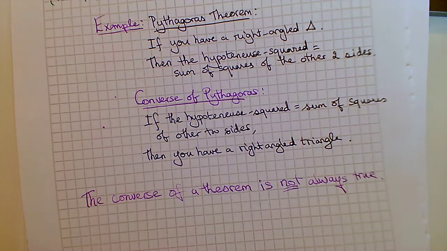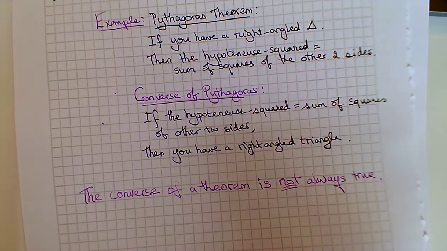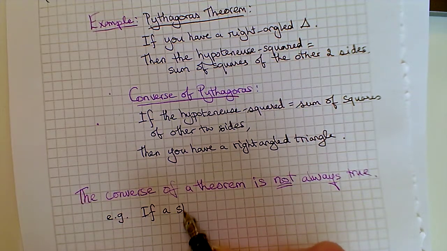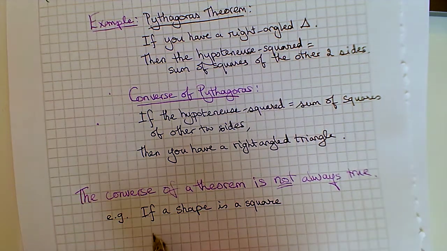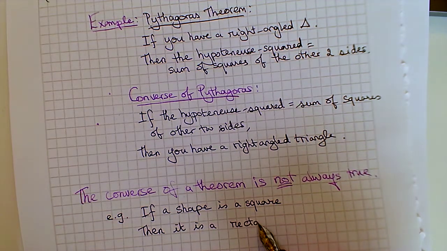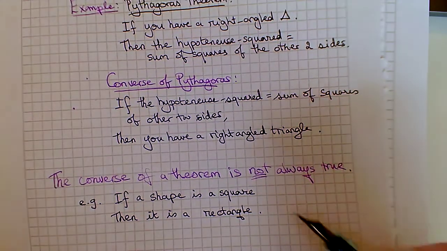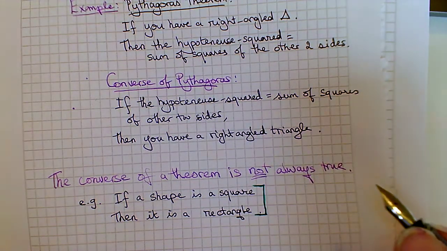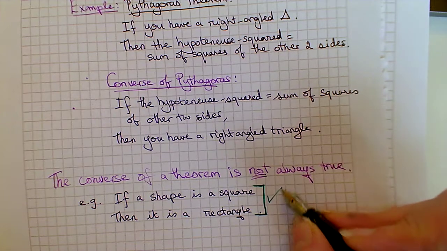Let's look at an example. It's not exactly going to be a theorem, but it's going to be a statement. I want to pick one that's nice and simple. So for example, if a shape is a square, then it is also a rectangle. So think about that. Is that a true statement? I'm going to tell you, yes, it is. Every square is also a rectangle, because the definition of a rectangle is that opposite sides are equal and it has 90-degree angles. Okay, so this is a true fact.